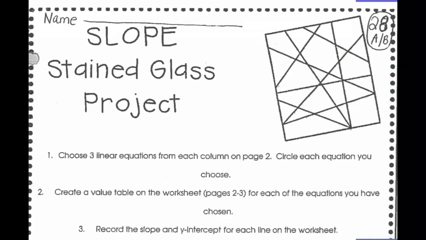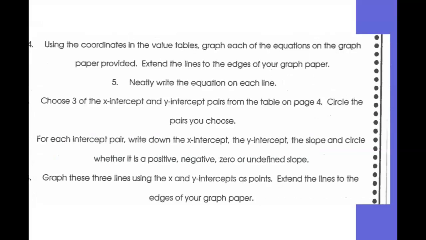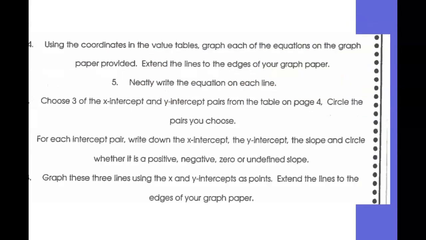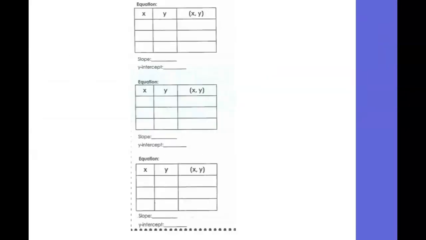Number 2 says to create a value table on the worksheet, pages 2 to 3 for each of the equations you have chosen. Okay, so if I look at my first column, I chose x equals 6, x equals -6, and x equals -2. I'm just going to show you an example for the first one. You're going to be doing 3, but if I picked x is equal to 4, okay, let's see, here we go. My equation is x is equal to 4.